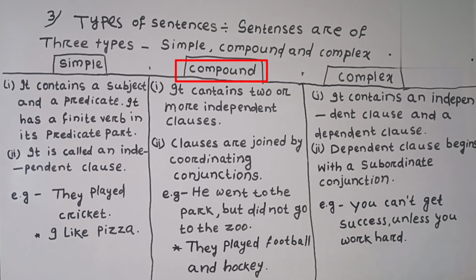Then, compound sentence. It contains two or more independent clauses. Clauses are joined by coordinating conjunctions. For example, he went to the park but did not go to the zoo. Here, but is a coordinating conjunction. Another example, they played football and hockey. Here, and is also a coordinating conjunction.